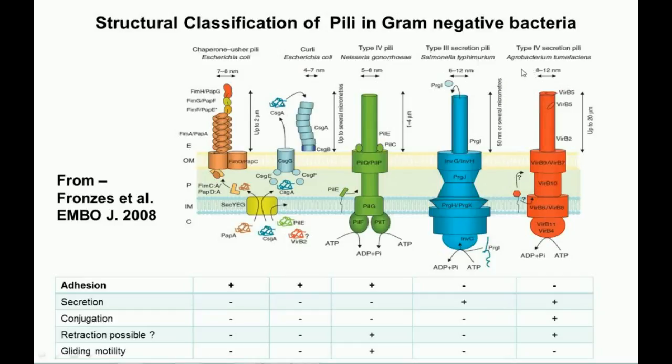Okay, something slightly similar is the type 4 secretion pili. And once again, the main filament proteins, they form a tube. And through this tube, you can have injection or secretion of proteins or plasmid or DNA. So Agrobacterium tumefaciens, it will subvert the plant host cell's biology by injecting a plasmid into the plant host. And that is injected through this type 4 secretion pilus.